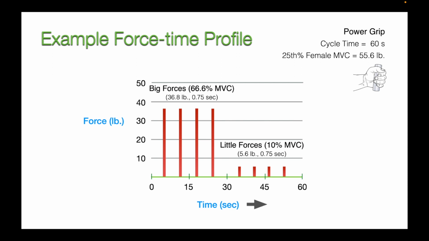Okay, this is a force time profile. We're going to use this. I'm going to get us introduced to this one so we're familiar with it, but I'll demonstrate how we use the RCRA model with this one. Notice we have a 60-second cycle from start to finish, so this is repeated over and over. You have 4 big forces that are 66%, or 2/3, of the 25th percentile female maximum strength, and then we have 4 little forces, 10% MVC, and all of these forces are 0.75 seconds in duration. So out of that 60 seconds, we're applying force for 6 seconds, and the rest of the time, the white space, is in-cycle recovery time.